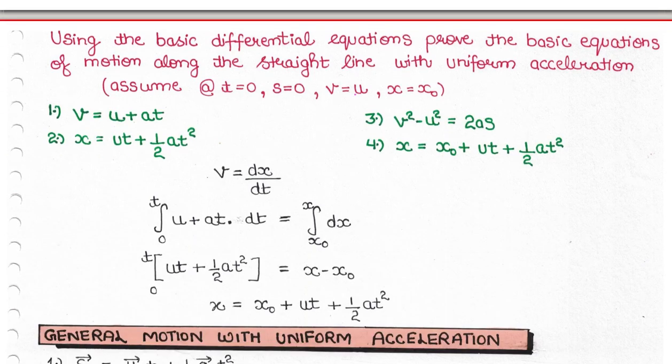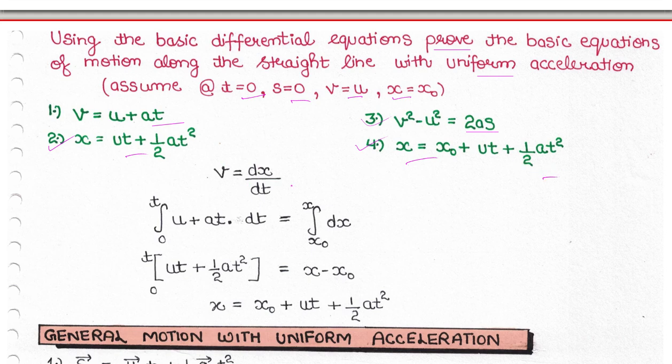Now, using the basic differential equation, prove the basic equations of motion along a straight line with uniform acceleration. Assume at t is equal to 0, s is equal to 0, and v is equal to u, or s is equal to s0. The first equation is v is equal to u plus at. Second is x is equal to ut plus half at square. Third equation is v square minus u square is equal to 2as, and fourth one, x is equal to x0 plus ut plus half at square.